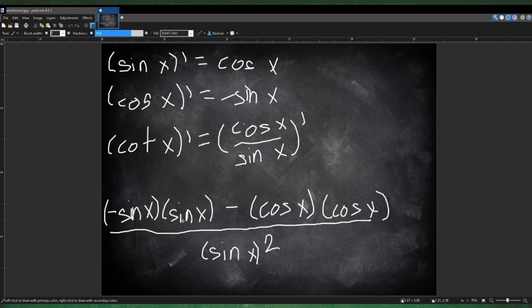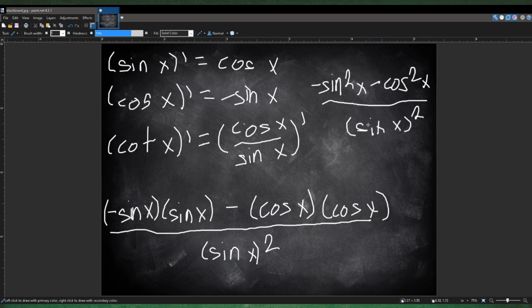So we have negative sine of x squared, right? And then negative cosine x squared, divided by sine x squared. Sorry if I'm writing it differently both times, but they're basically the same thing. Sine squared of x and sine x in parentheses squared are the same thing. It's just that I like to write it differently, usually.